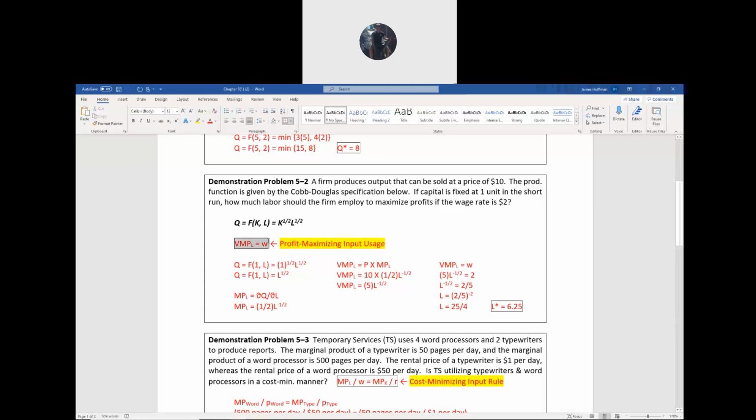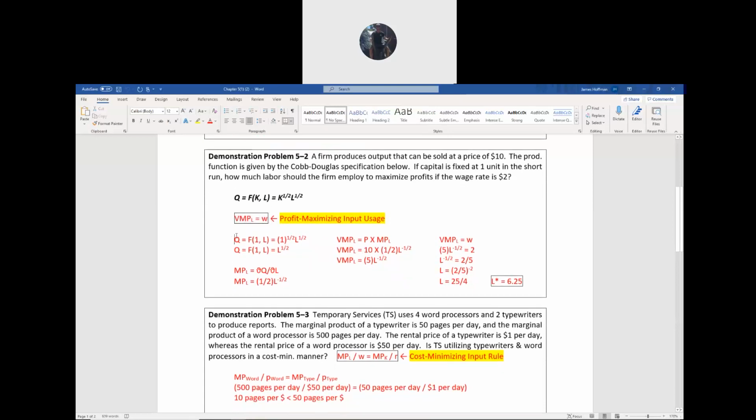Okay, so we're trying to find this condition, and we have everything we need here. So first, the problem said that capital is fixed at 1 in the short run, so just plug in 1 there for capital, and we get 1 raised to the 1/2 times L to the 1/2. 1 raised to the 1/2 is just 1, so the production function simplifies to L to the 1/2. So when capital is fixed, this is our simplified production function in the short run.